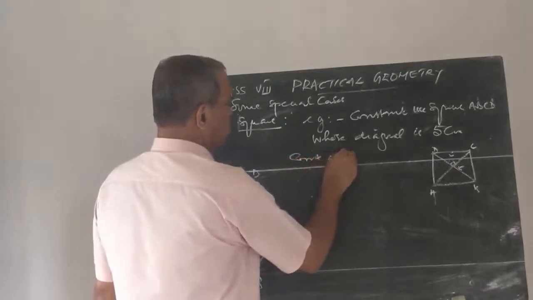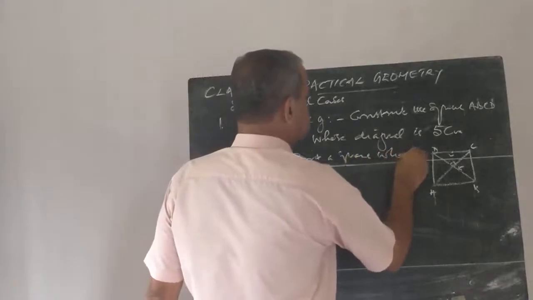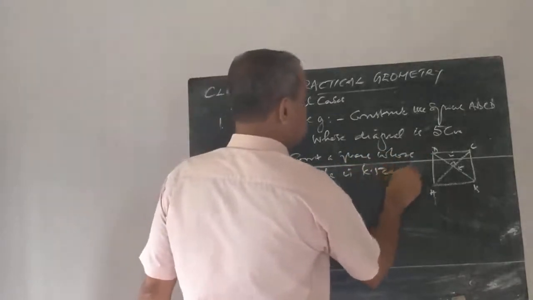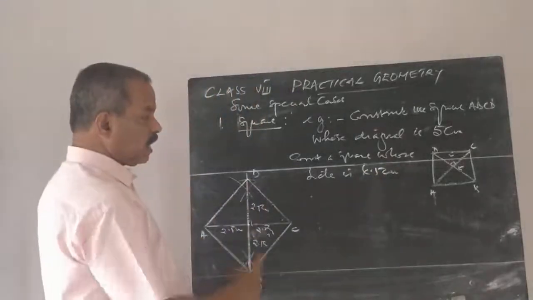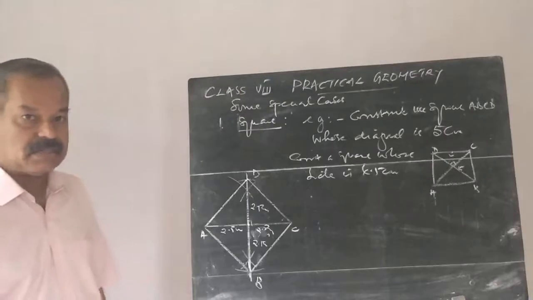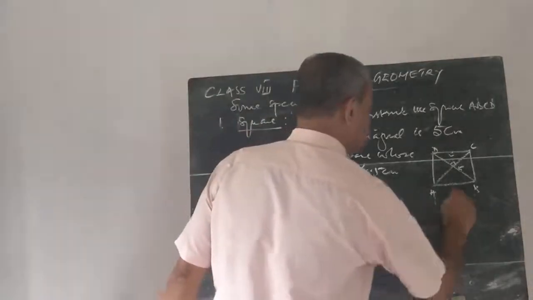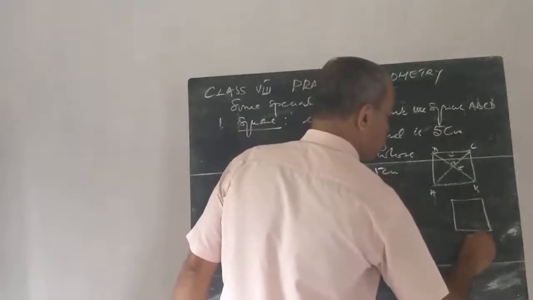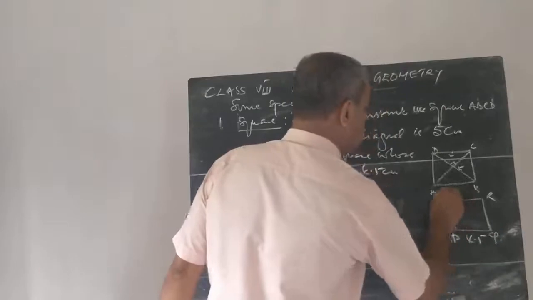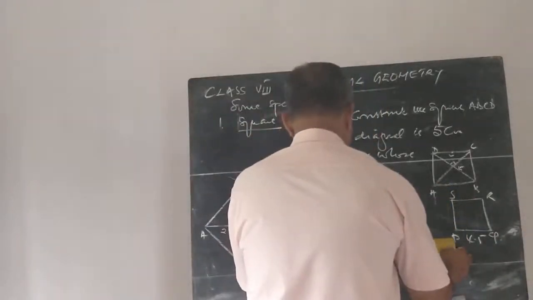Construct a square whose side is 4.5 centimeters. All the sides are equal and all the angles are right angles. So we can construct it. First draw the figure of the square with side 4.5. Let us name it PQRS. So first we can draw 4.5.